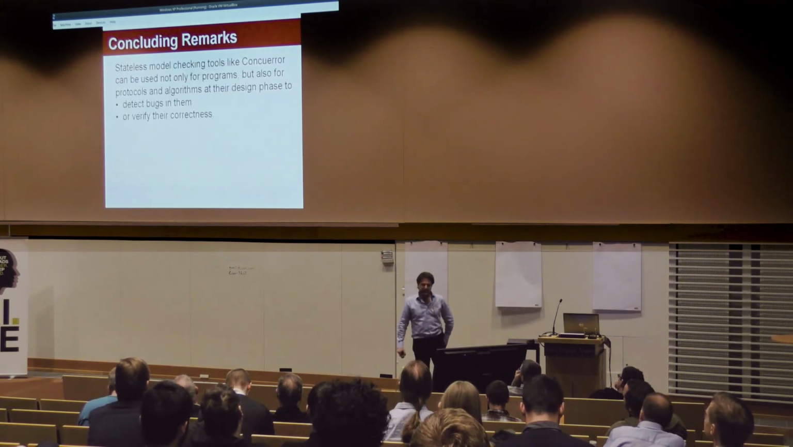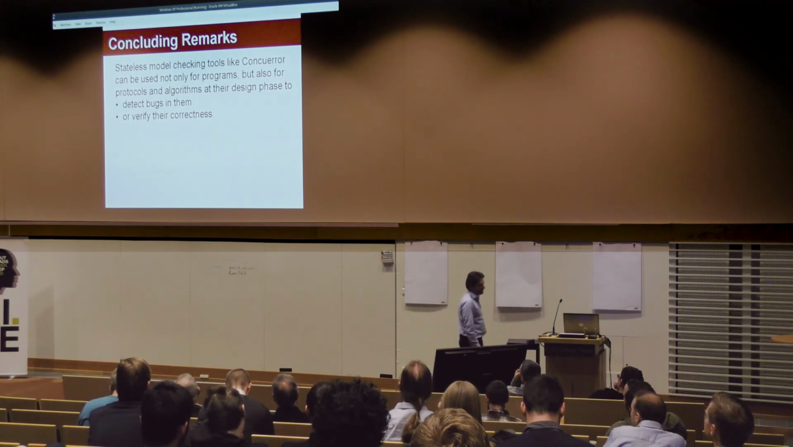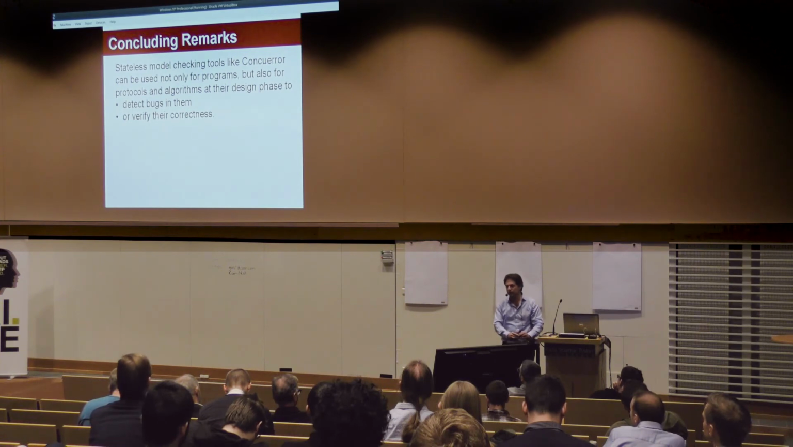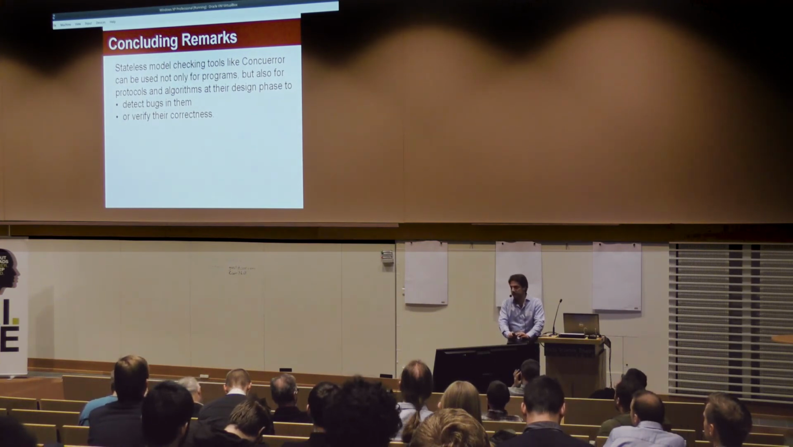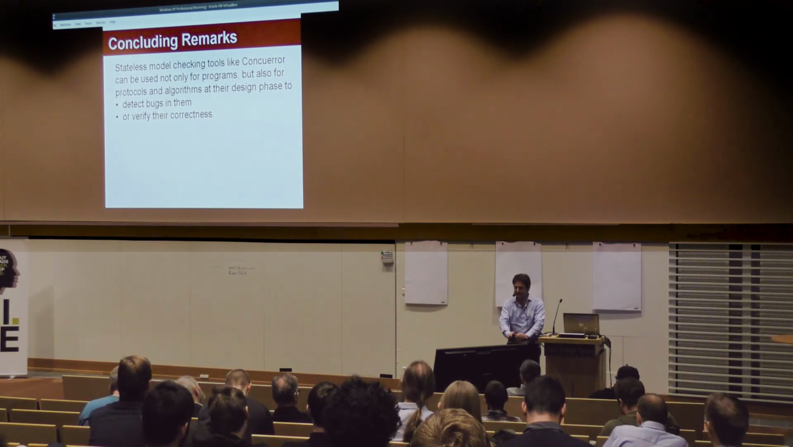But here's the take-home message. Stateless model checking tools like Concuerror or like Nidhugg, another tool that we have developed, can not only find errors in concurrent programs, possibly with weak memory models, if you are interested in that sort of thing, but also can be used to check new algorithms, new concurrent algorithms and protocols. And they can detect bugs in them quite easily, and it takes a bit of effort actually to make them verify that everything is correct.